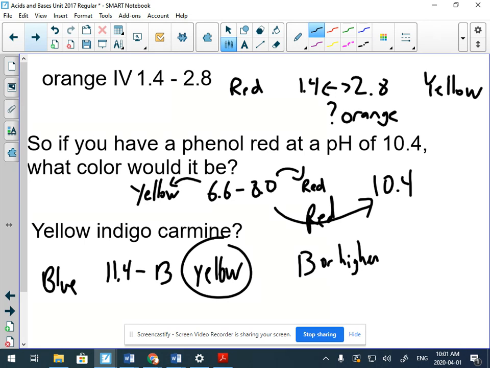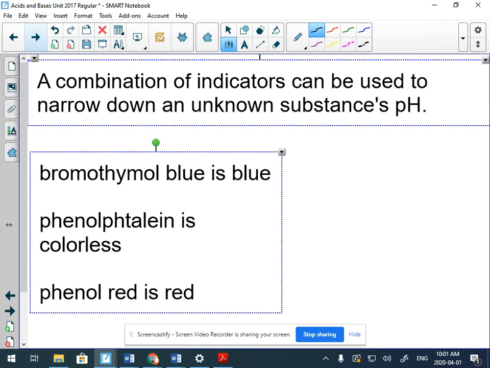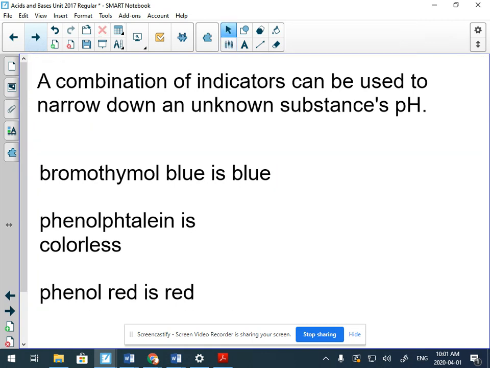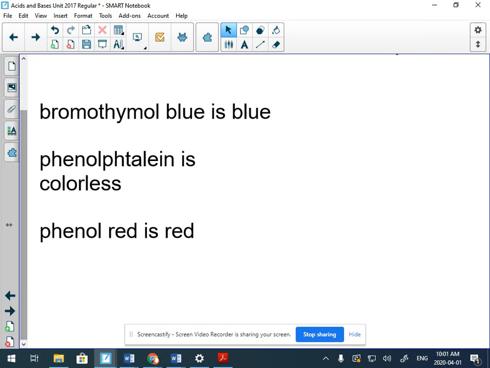Using only one indicator has problems. Unless you hit the jackpot and you're testing something that was right in the middle, it doesn't give you the greatest chance of getting the pH right. So a combination of indicators is the best. Let's say we had an unknown solution and we tested it with 3 different indicators. You can use those indicators to start to narrow down the unknown pH.